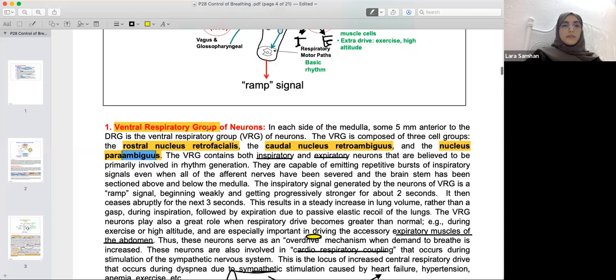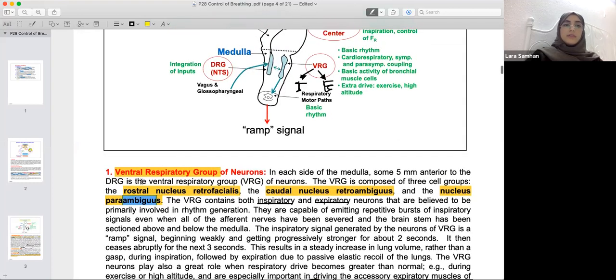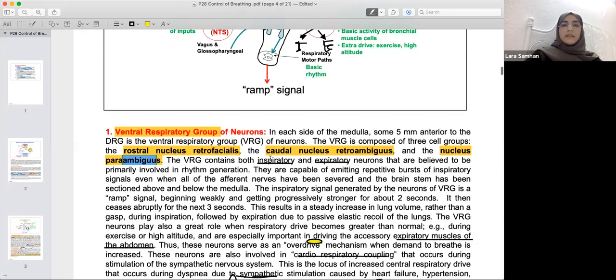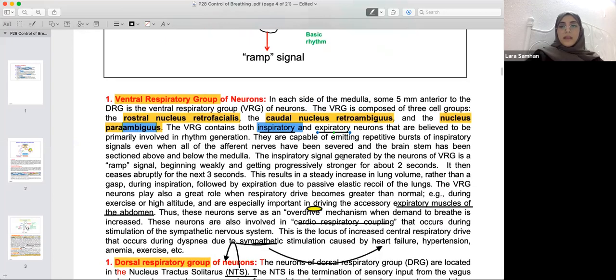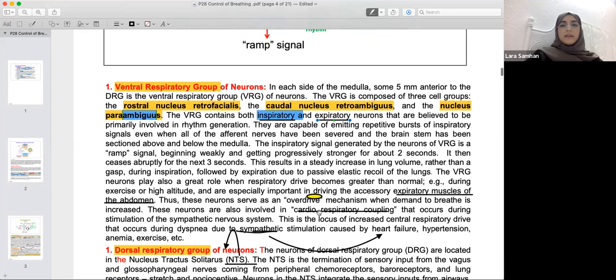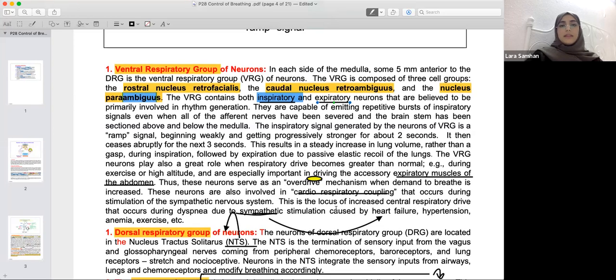So basically, in regard to the ventral respiratory group, as we said, we have three nuclei: the rostral, the caudal, and the nucleus paraambiguus. Those are also considered part of the function of the VRG, as we discussed here. As we said, the VRG doesn't only help in inspiration, but in both inspiration as well as expiration. It also helps in cardiorespiratory coupling. The brainstem in general, to be more specific the medulla oblongata and the pons, help in cardiorespiratory functioning so that, as much as possible, we maintain a normal oxygen and carbon dioxide level in the body.